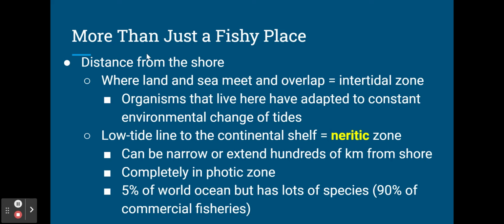Now, in terms of distance from the shore, there are several zones that we're going to talk about. There's the intertidal zone where land and sea meet and overlap. This is essentially the shore, the coast, right near our continents. Organisms that live here have adapted to the constant environmental changes of tides. There are certain beaches where you can actually see this intertidal zone because of what we call tide pools, little sections of land that dip and are formed by rocks.